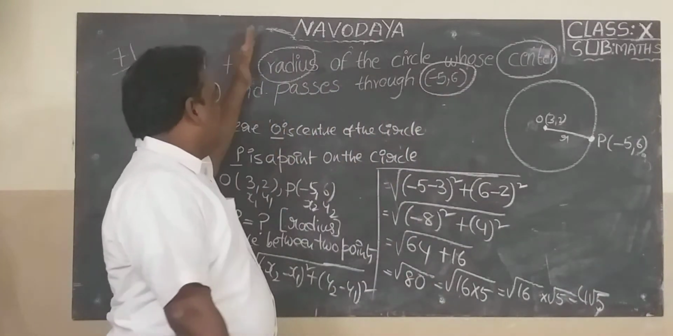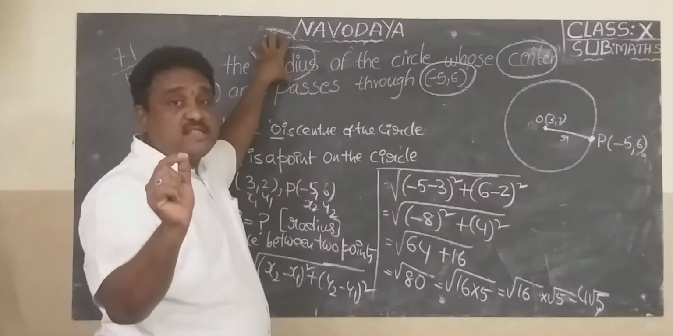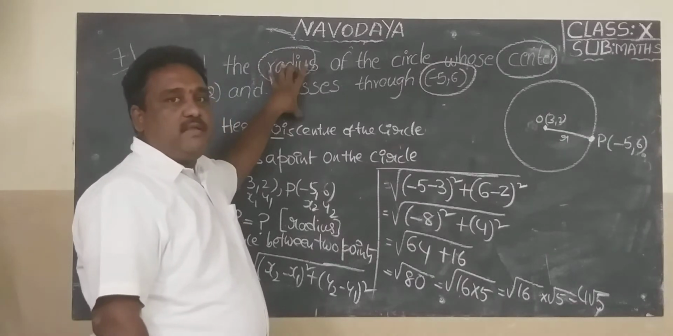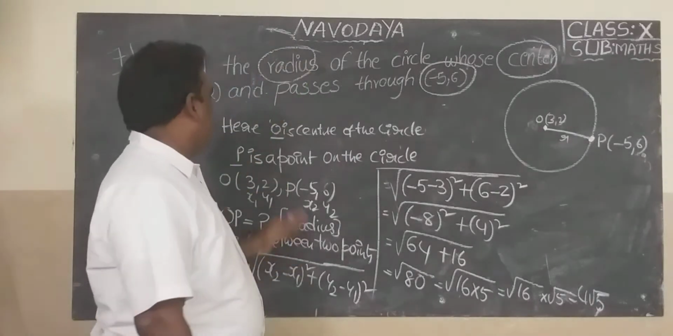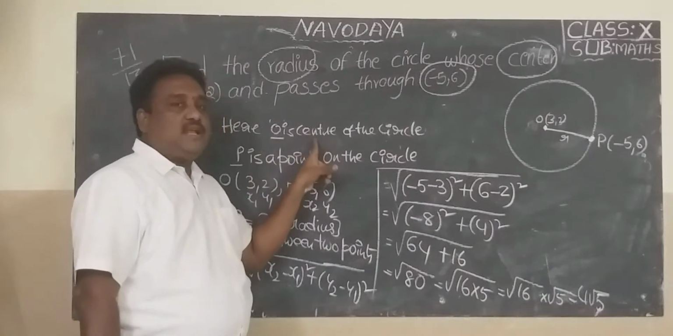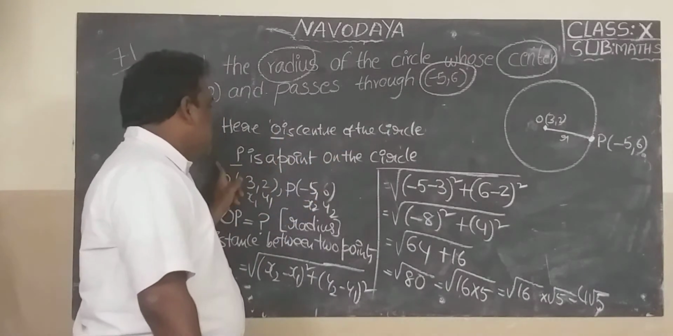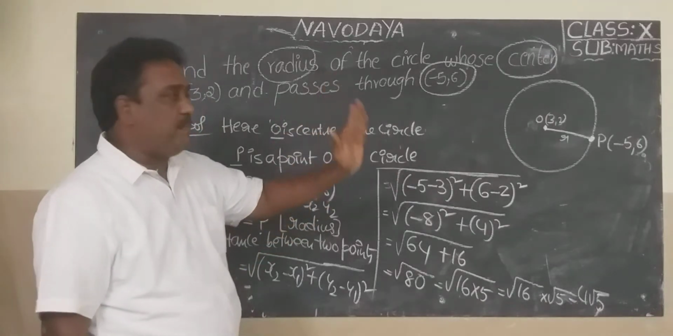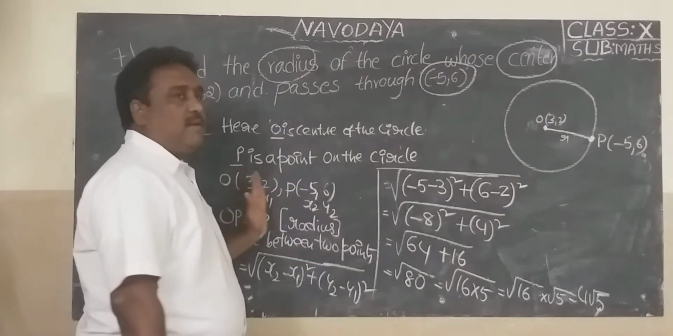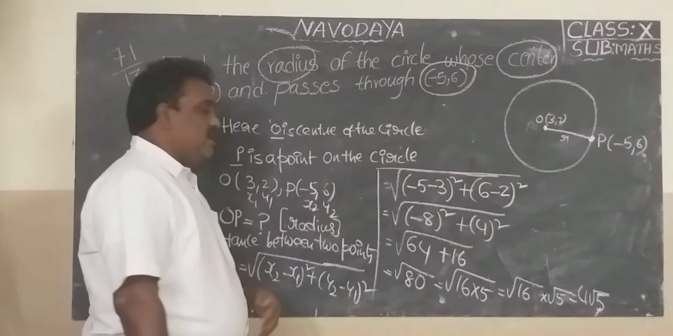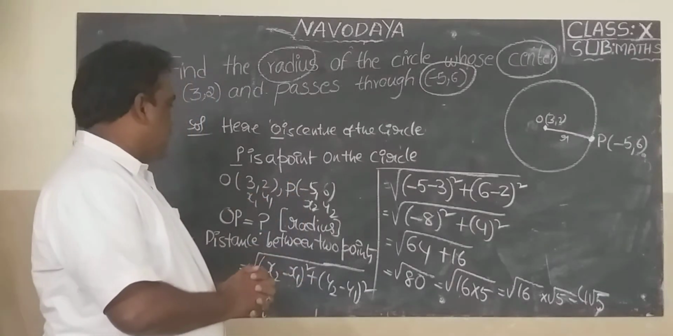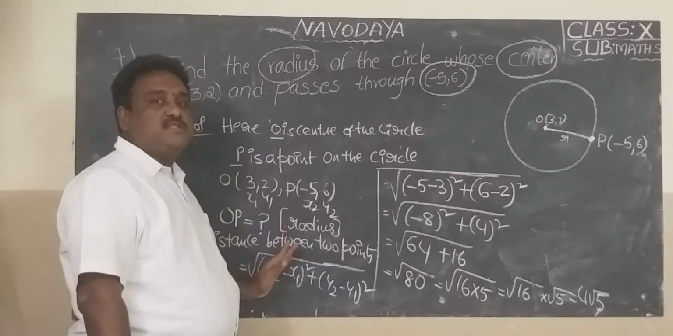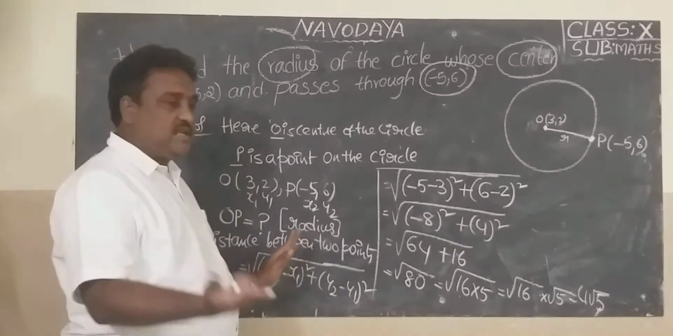So see the problem again. We need to find out the radius of the circle. What is given? The center of the circle is given. A point on the circle is given. So here O is the center of the circle. P is a point on the circle, because the circle passes through the point P. Then O (3, 2), let it be (x1, y1). P (-5, 6), let it be (x2, y2). OP equals question mark. OP is the radius, means distance.